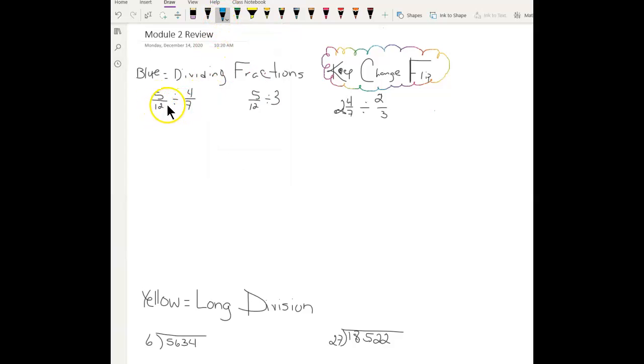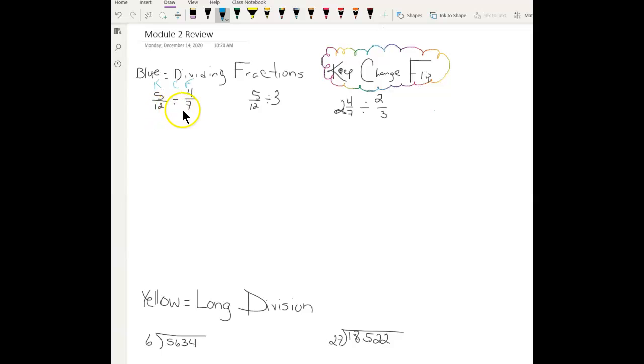And then we've got 5/12 divided by 4/7. And right away, when we see that fraction and a division sign, we say, "Oh, stop it. We're not going to divide by fractions. That is not going to happen." That's when we write down K, C, F.